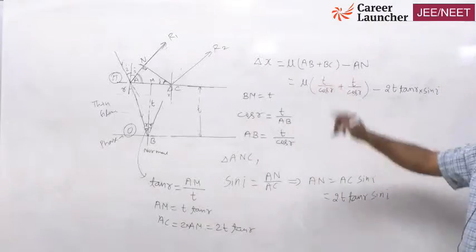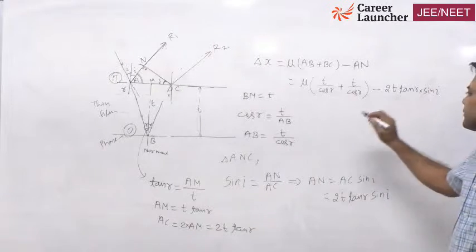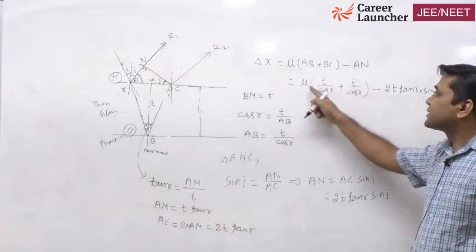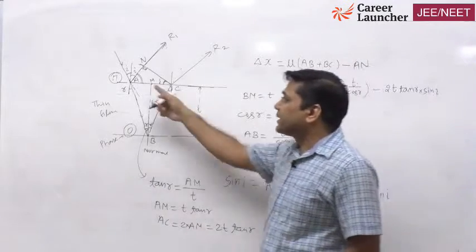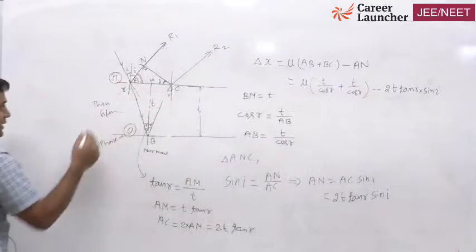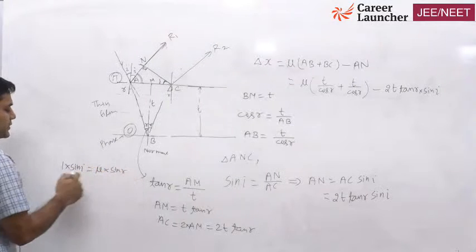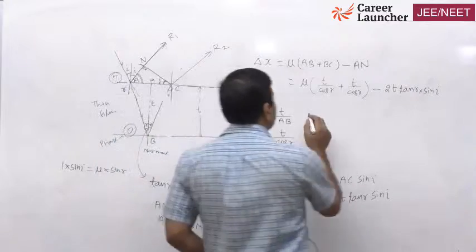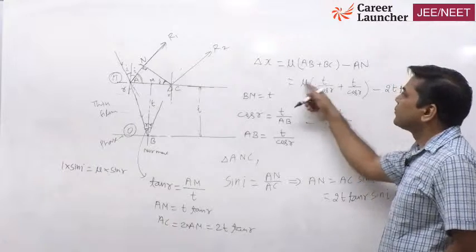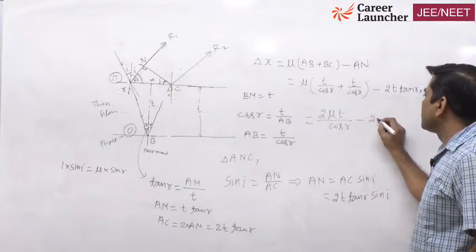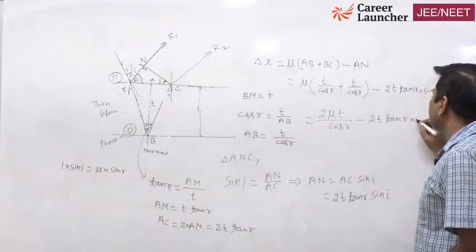So you can start from here, the path difference, and then geometrically you know how to solve this part. Now here sin I, as you know, everything is in terms of r, so we'll also convert I in terms of r by using Snell's law. Snell's law I'm going to write over here: 1 into sin I equal to mu into sin r. So in place of sin I I can write mu sin r. So this becomes 2 mu t by cos r minus 2t tan r into sin I, which is mu sin r.